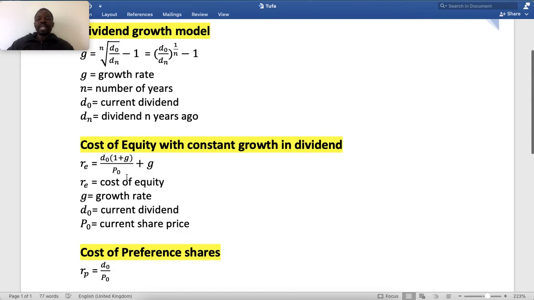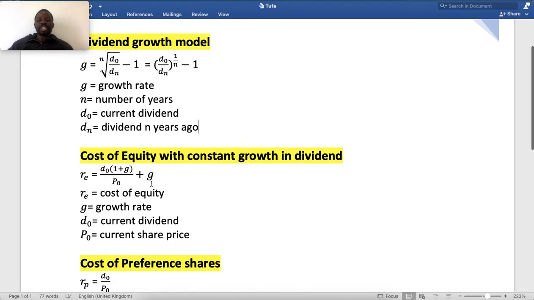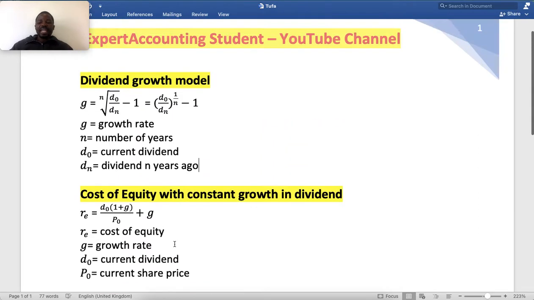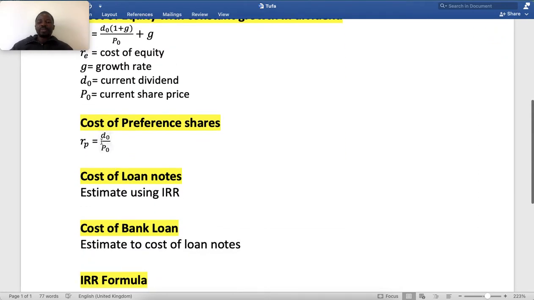The second formula is given in the formula sheet, so make sure you know it. RE is the cost of equity, G is the growth rate, D0 is the current dividend, and P0 is the ex-div market value of a share. Then we also have the formula for the cost of preference shares, which is the current dividend over the market price of a share.